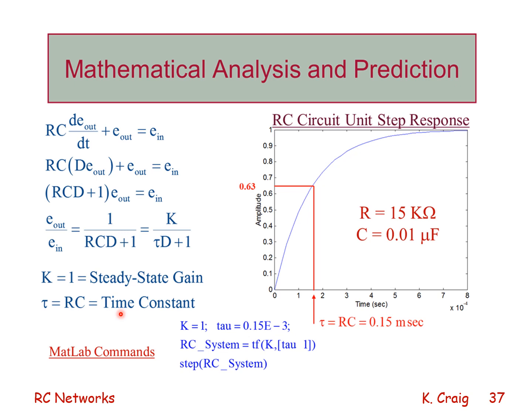The step response looks like this curve. At t equal tau seconds, in this case R times C, the response is 63% of the steady state value, which in this case is 1. And this is for a value of R equal to 15 kiloohms and C equal to 0.01 microfarads, which if multiplied together will give me 0.15 milliseconds.